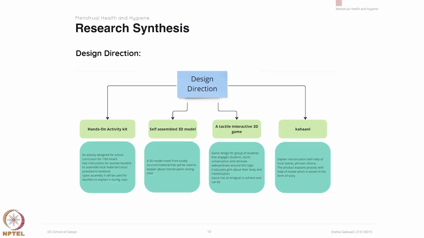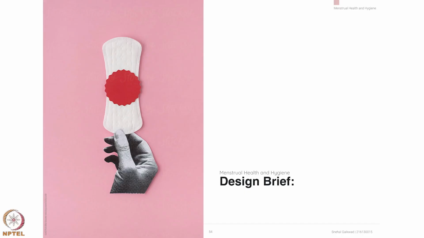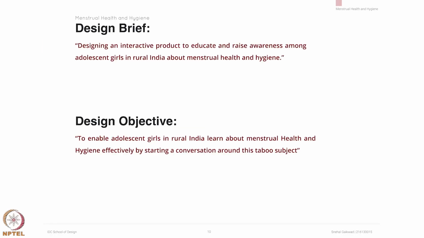And fourth is through some storytelling or some local idioms. Then the design brief was designing an interactive product to educate and raise awareness among adolescent girls in rural India about menstrual health and hygiene. And the objective was to start a conversation.